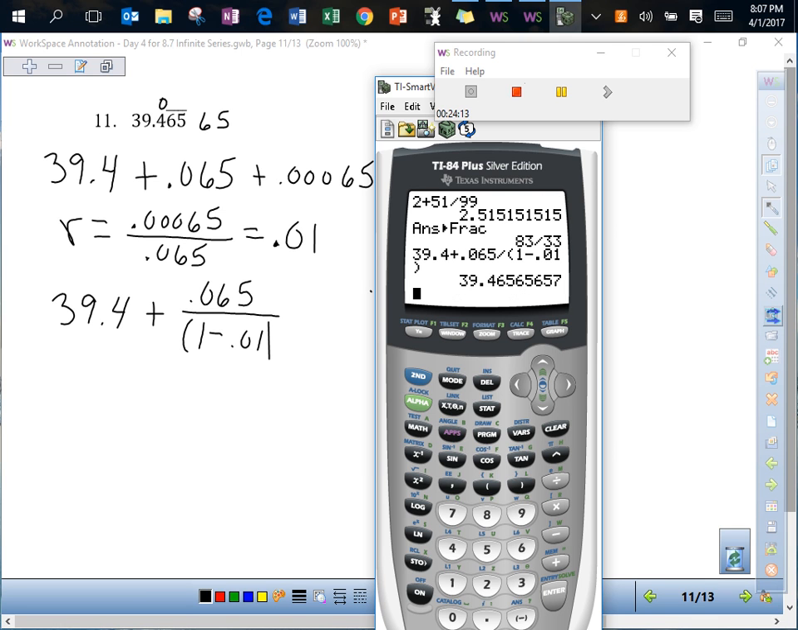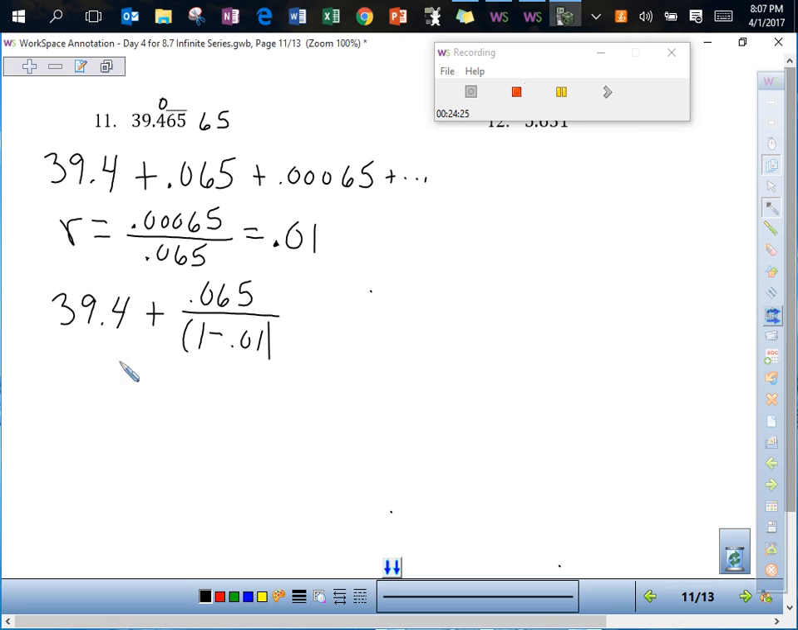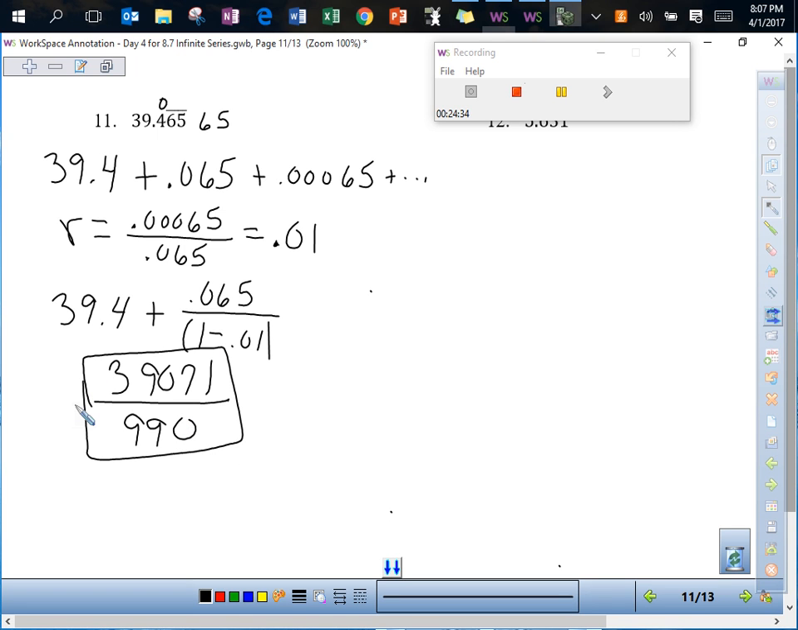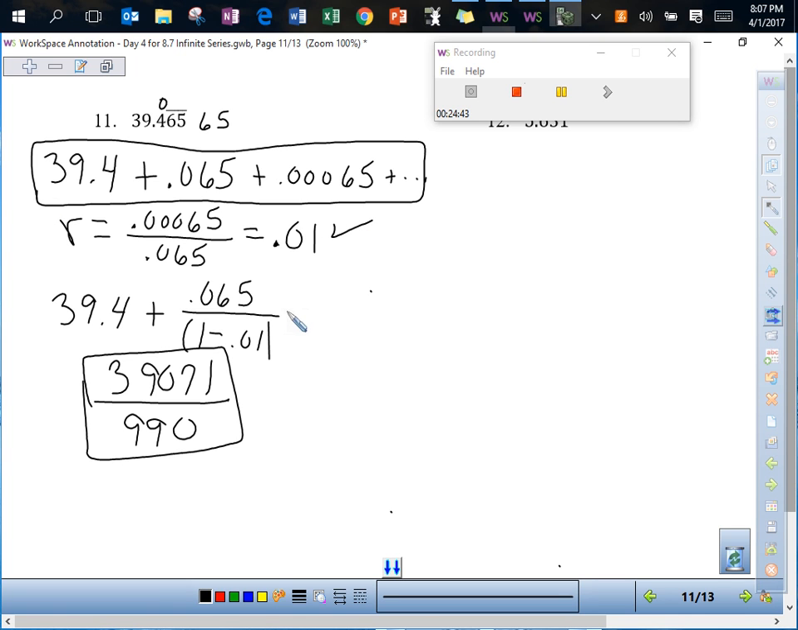Enter. So look back up at the number, 39.4656565. Let's go math, enter, enter. So I've got this answer, 39,071 over 990. So there it is as a fraction. Guys, your calculator can do this for you, but things that we need to see, show us that you can write that out. Show us that you know the r value. Show us that you've applied the geometric series formula, and then let's go get it.